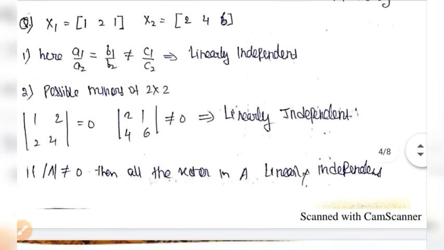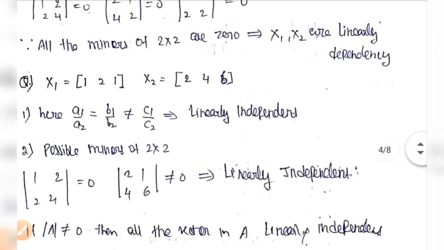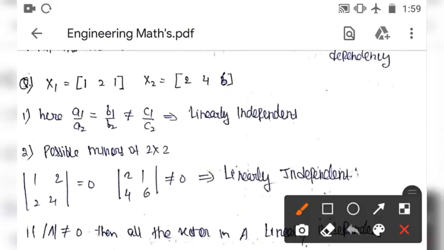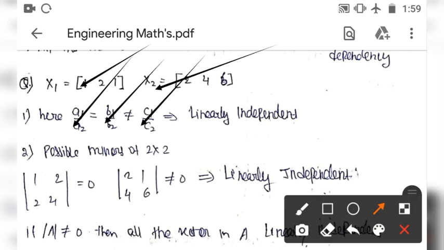Now a question, we will solve one question. Two vectors are given: vector x1 with elements 1 2 1, vector x2 with elements 2 4 6. Now you apply the techniques one by one. First you find the ratio of the corresponding column. The ratio is a1 by a2 is equal to b1 by b2 is equal to c1 by c2. So this is one technique to find dependency.